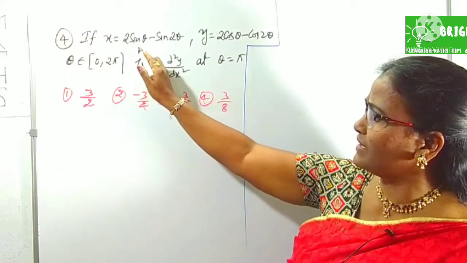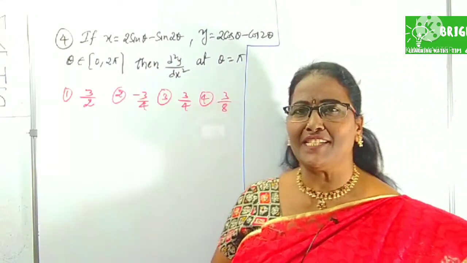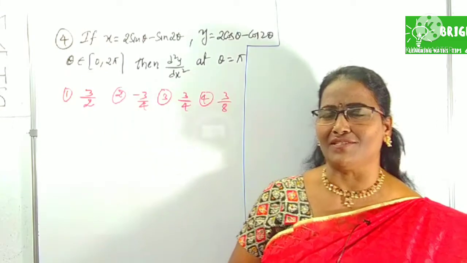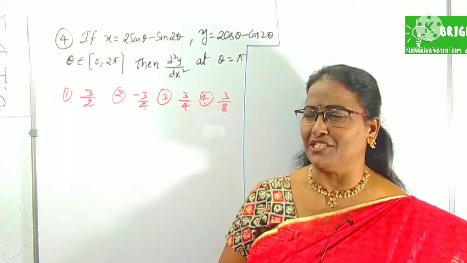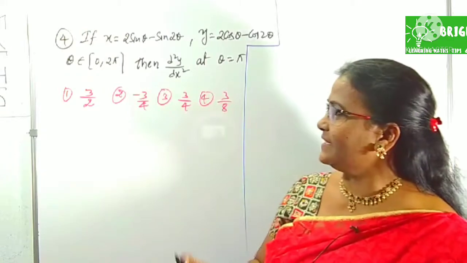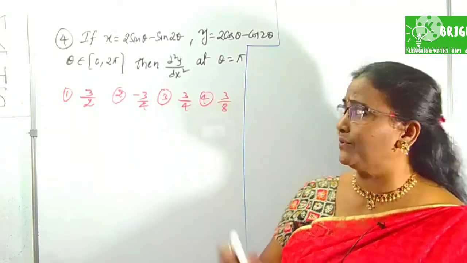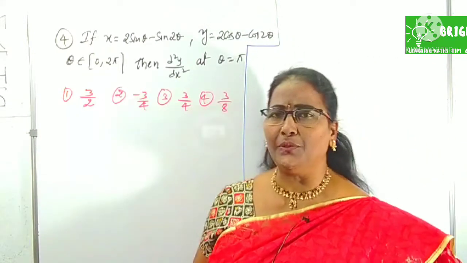If x is given in terms of theta, y is also given in terms of theta. If x and y are in terms of theta or t, that is called what? Parametric functions. Then we have to think about parametric differentiation. I already discussed that in previous videos. Now he is asking the second derivative. d square y by dx square means what? Second derivative. The theta value is pi, and the theta range is also given as 0 to 2 pi.